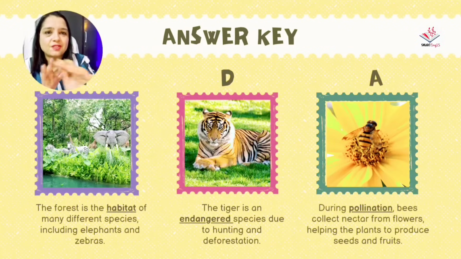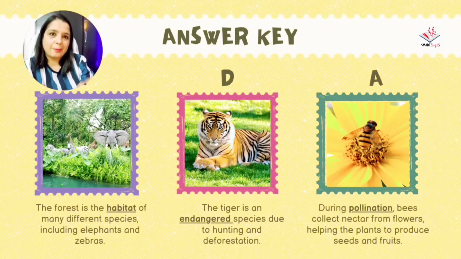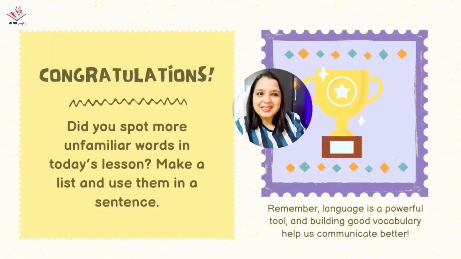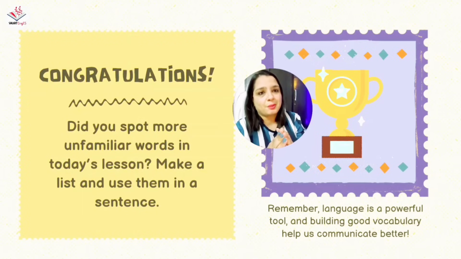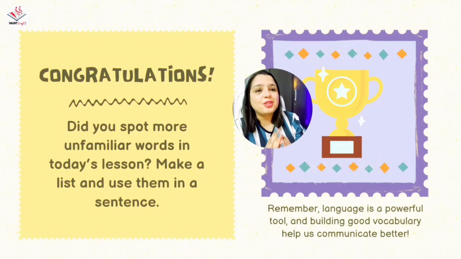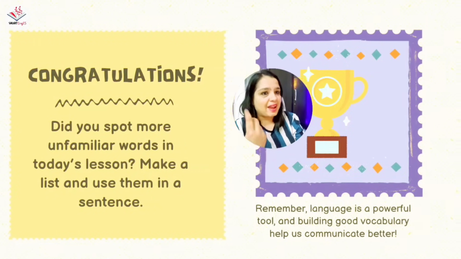Okay, the quiz is finished now. Habitat, endangered and pollination. Congratulations, this trophy is for you. Have done a wonderful job. Make a list of these words and use them in a sentence. It will really be helpful for you. And remember that language is a powerful tool, and if you build a good vocabulary, it will help you to communicate better and better and better.